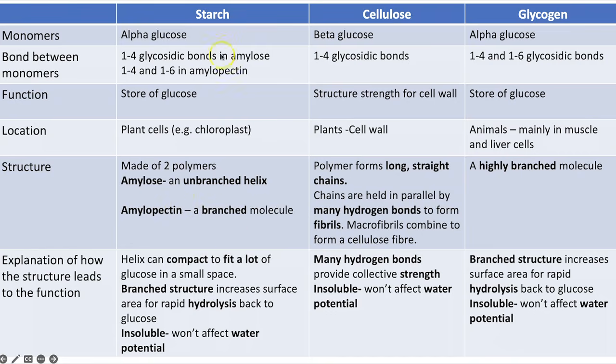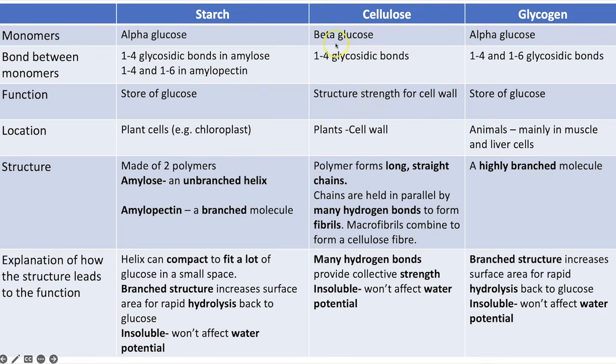Now that is an advantage for starch and glycogen because the fact that they are branched means that there is a greater surface area to these molecules. So therefore, when enzymes attach to hydrolyze that store of glucose back into glucose, they can more rapidly hydrolyze that molecule. And that's good because it means you get the glucose being released for respiration more rapidly. All three molecules are very large, so they're insoluble, which means they won't dissolve, won't affect the water potential or osmosis in the cell. Cellulose is a very different structure.